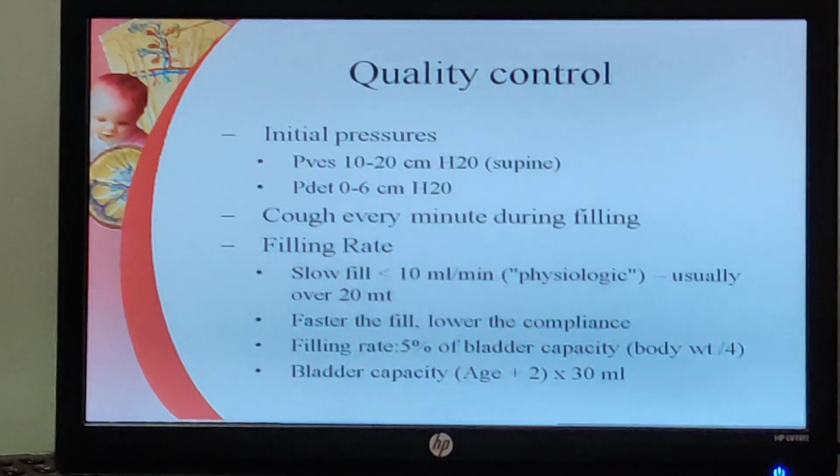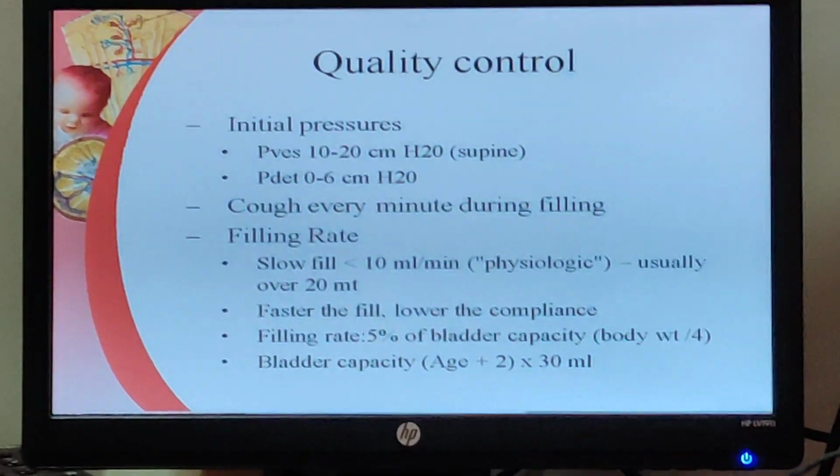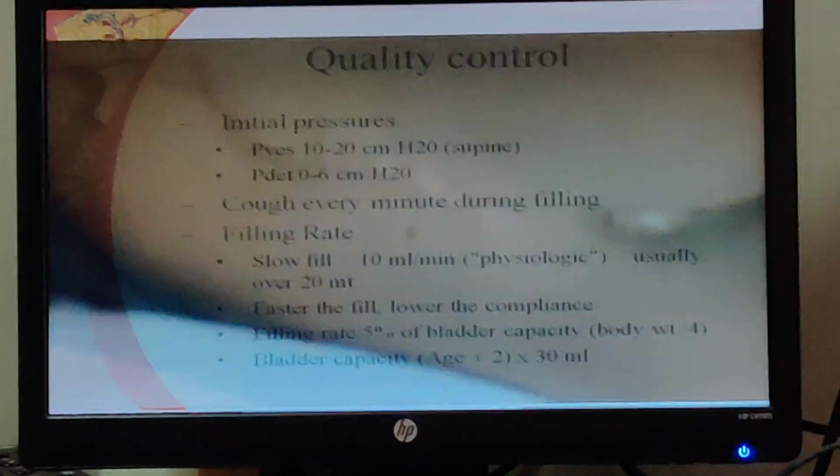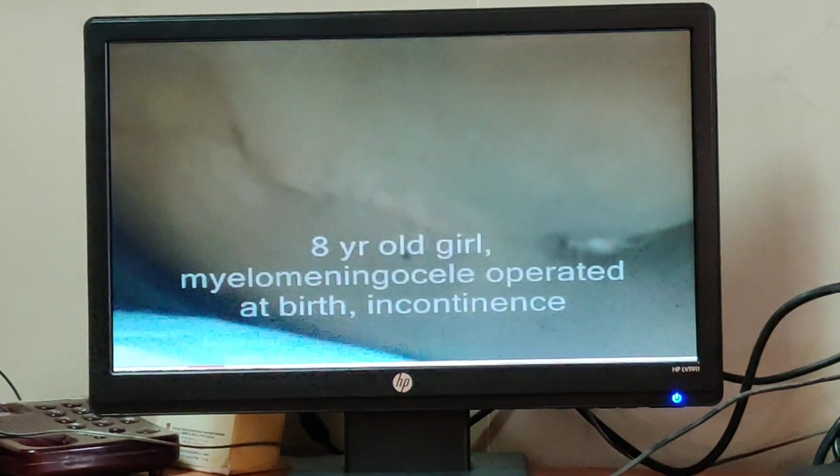Faster the fill, the lower the compliance. So we have to be very careful about the fill. Now this is a urodynamic of a patient who had a neurogenic bladder, and we have to make sure that we have calibrated the transducers properly.